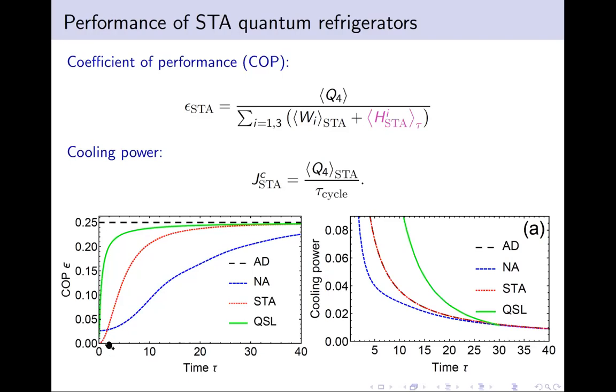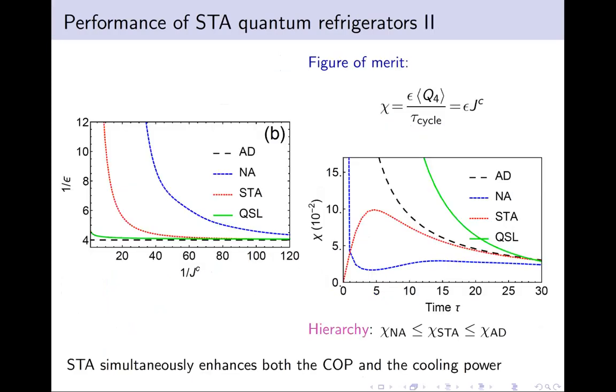And you can see actually that in a very short time you don't gain anything by doing the shortcut protocol, but in the huge intermediate region, you actually have a reasonable advantage. For the cooling power, you also have an advantage over doing the non-adiabatic protocol. And the further analysis on this is looking at the figure of merit we choose.